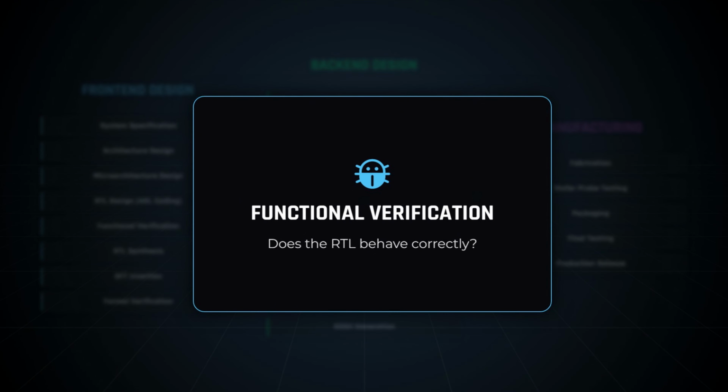5. Functional verification. Now we check: does the RTL code behave correctly? We simulate the design on our laptop or computer. Verification engineers write test benches, apply inputs, check outputs, find bugs. If a bug is found, go back and fix the RTL. This step happens many times until the design is perfectly correct as per specification.